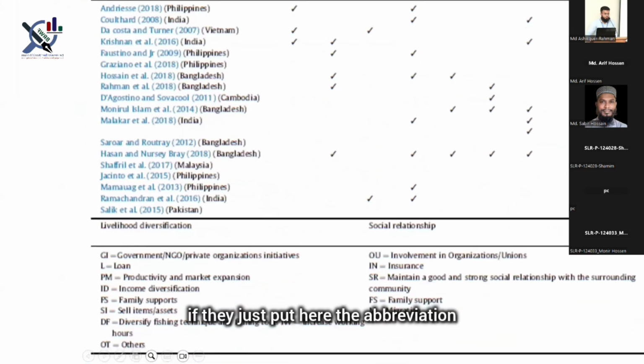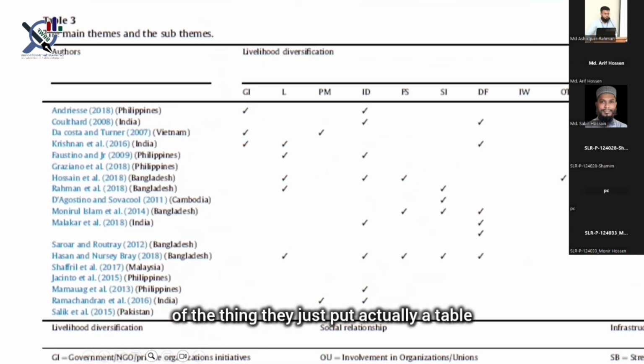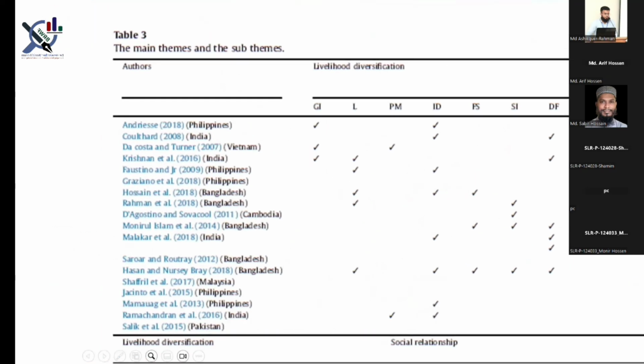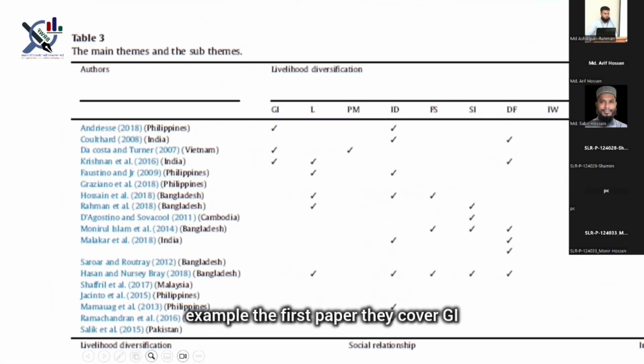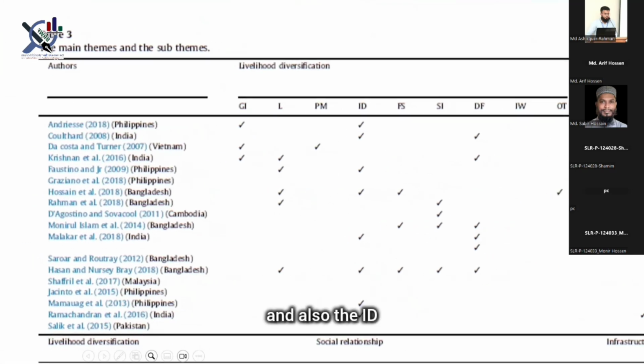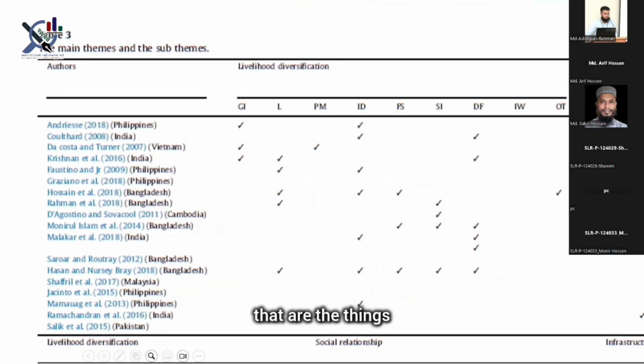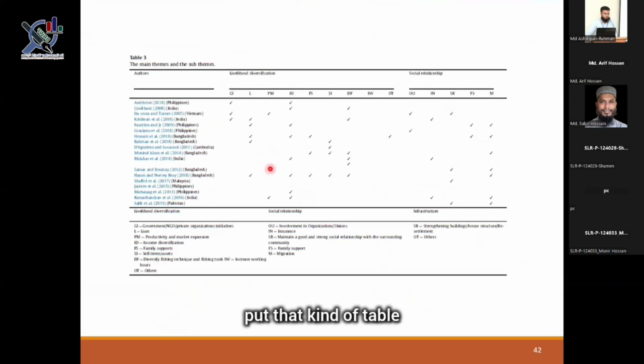They just put abbreviations here, that means government or productivity or income diversity. Most of the things they just put in the table: what topics they cover. For example, the first paper covers GI and also ID. Those are the things they cover. They put such a kind of table, and for your own study you can also use that kind of table. You can clearly define what topics are covered in each paper.